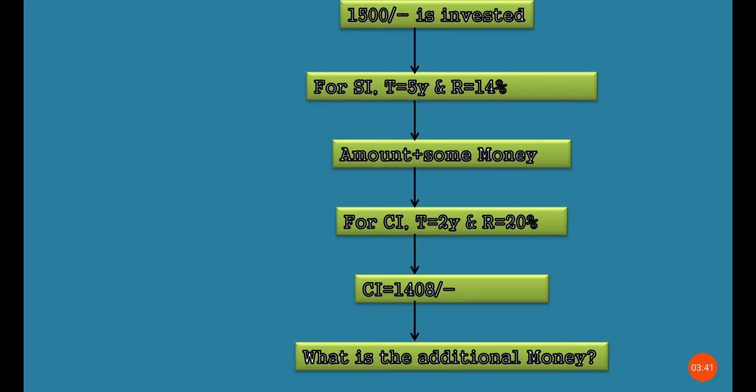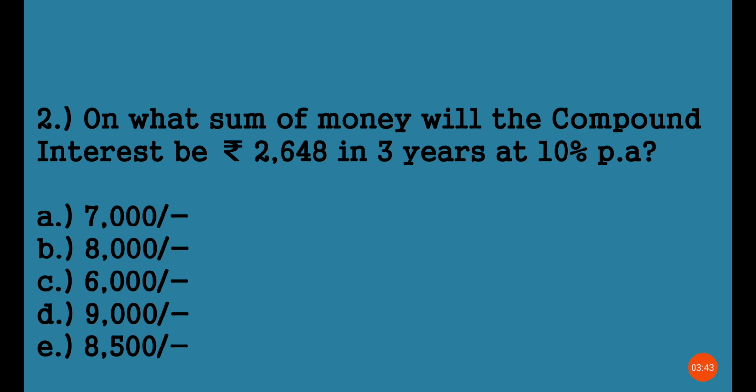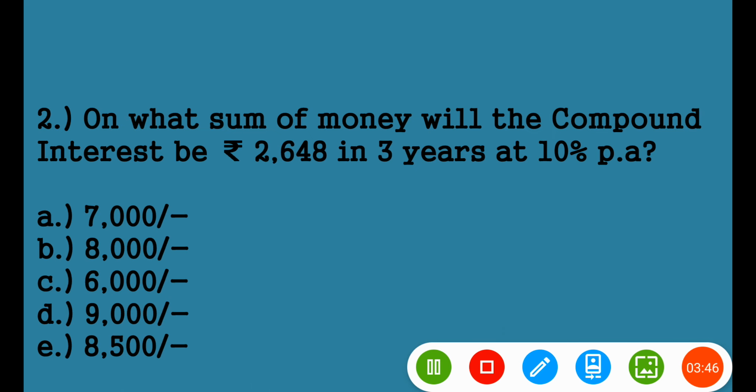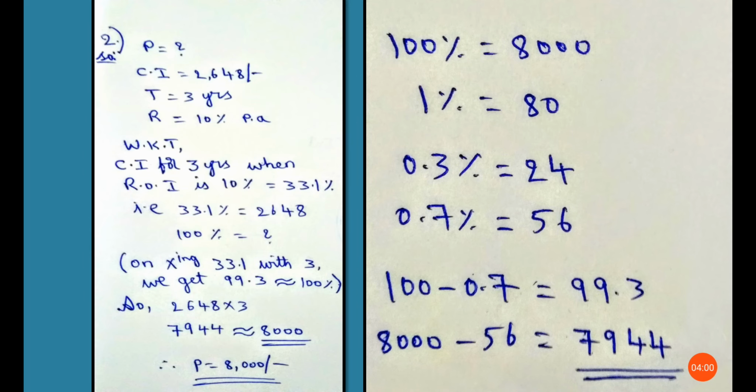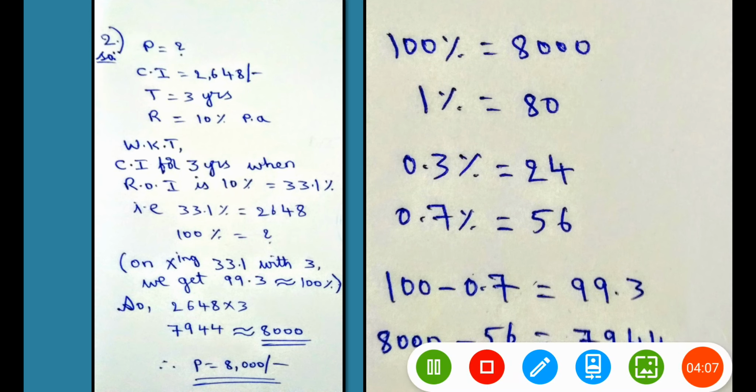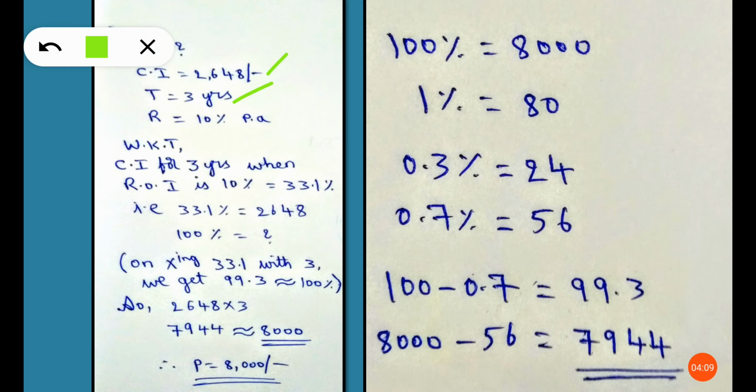I hope you understood the first question. Let's move on to the second one. On what sum of money will the compound interest be 2648 rupees in 3 years at 10% per annum? Here the compound interest is given, time period is given, and rate is also given. They are asking us to identify the principal. So we don't know the principal. Compound interest is 2648. Time period is 3 years, rate is 10% per annum.